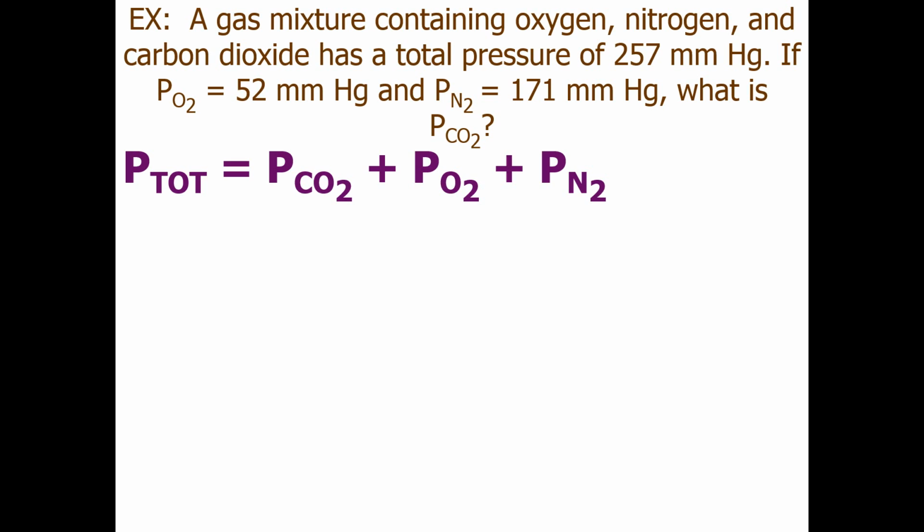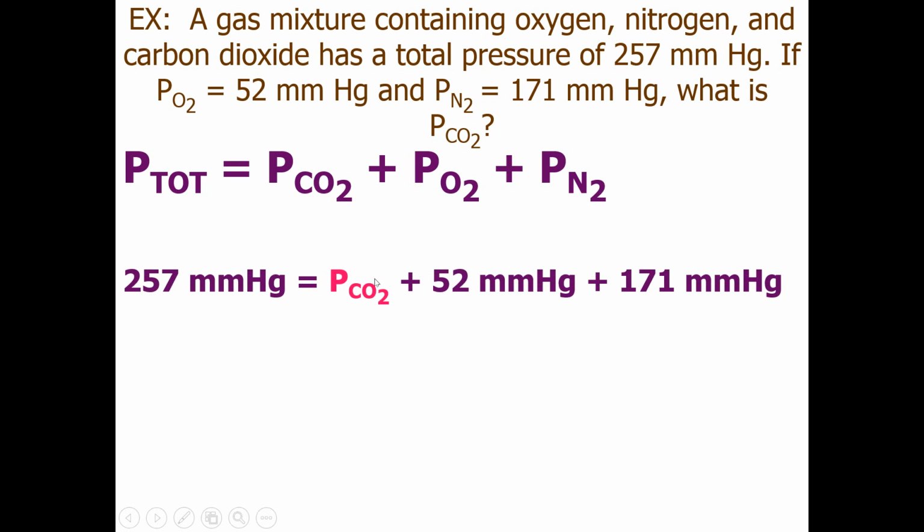Now I'm going to go ahead and plug in some numbers, and since the total pressure is pretty obvious in this problem, I can put 257 mmHg as my total pressure, and total pressure can also represent the atmospheric pressure. And then I have my partial pressure of CO2, which is what I'm solving for. Here is that pressure of oxygen in the problem. Here's the pressure of nitrogen.